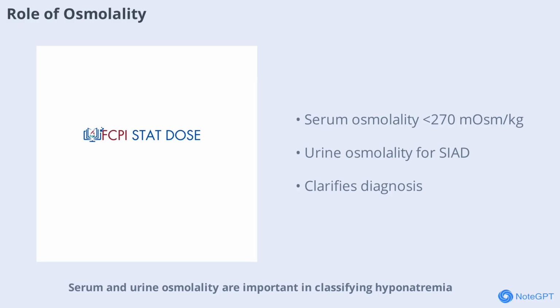Serum and urine osmolality are important in classifying hyponatremia. Hypotonic hyponatremia, the most common type, is defined by serum osmolality below 270 mOsm/kg. Urine osmolality helps distinguish between SIAD and other causes. These measurements are especially useful when the diagnosis is unclear or when multiple factors may be involved.